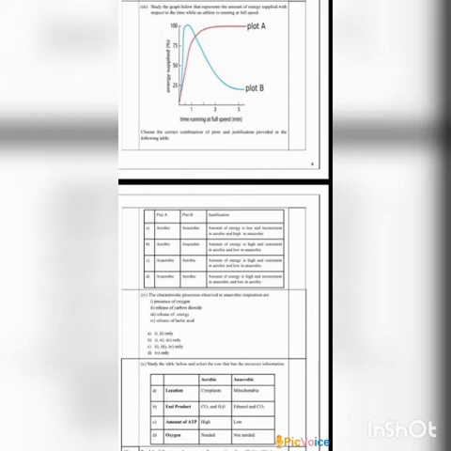Yes. Answer is option B. Plot A, aerobic, and plot B, anaerobic. And justification is also provided. Option B is the answer.